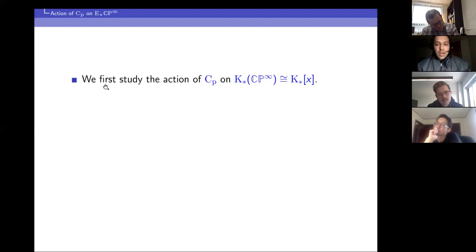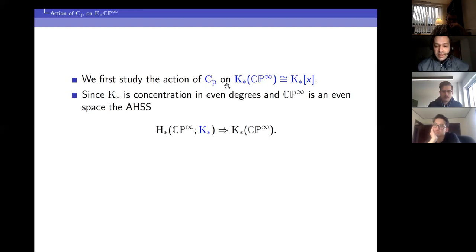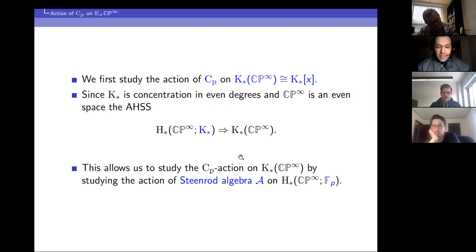We begin by studying the action of C_p on the periodic Morava K-theory homology of CP infinity, which is just a polynomial ring with coefficients in K_*. This is because the Atiyah-Hirzebruch spectral sequence collapses, as everything is in even degrees. This is why we can calculate the action of C_p on K_*CP infinity by studying the action of the Steenrod algebra on the homology of CP infinity. Well, the Steenrod algebra acts on cohomology, but homology with F_p coefficients is really the vector space dual, so there is an action. Either way, we have a good understanding of this action of the Steenrod algebra.